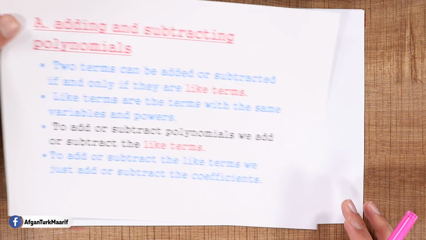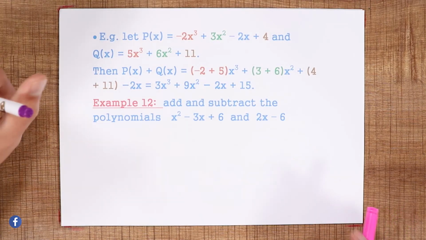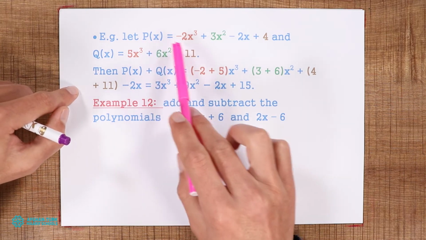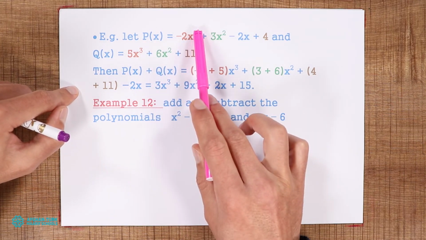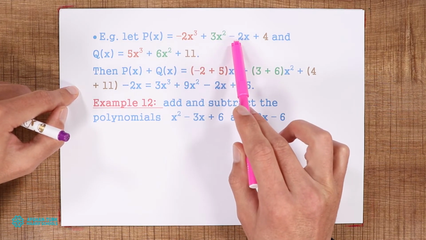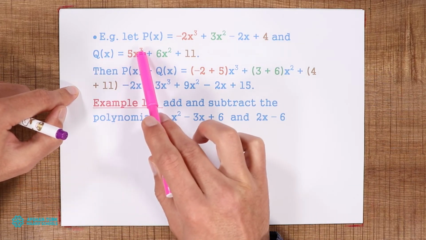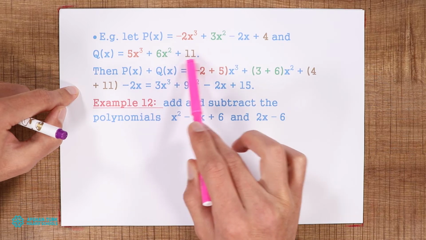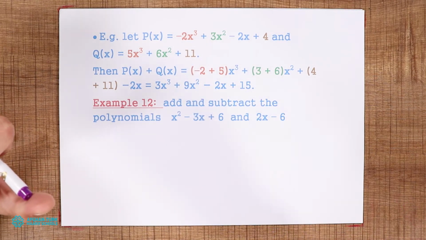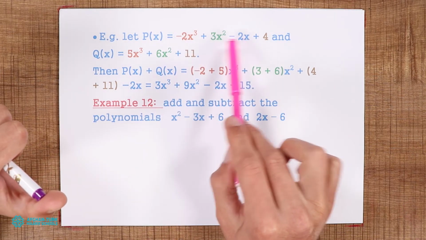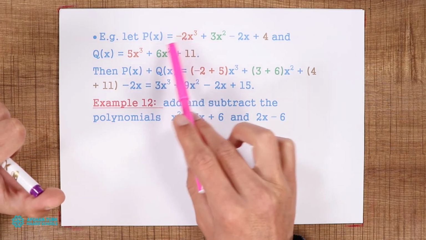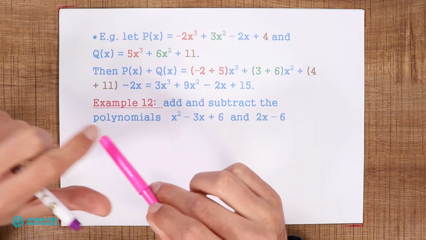Okay, let us look at some examples. Here we have a polynomial p of x: negative 2x to the power of 3 plus 3x to the power of 2 minus 2x plus 4. Here we have q of x: 5x cubed plus 6x squared plus 11. Here we have different colors for different polynomials. Every color shows that they are the same or like terms.